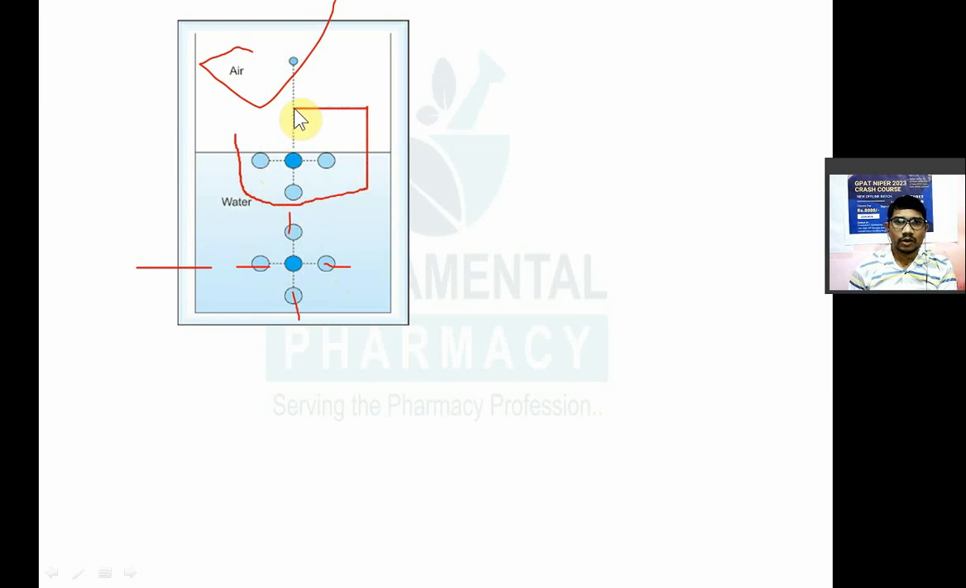This molecule will feel equal attraction from the left side and right side, but that is nullified. So the net attraction will be downward. Now this downward pull is known as surface tension. Surface tension will try to maintain a minimum surface area. So this is surface tension.